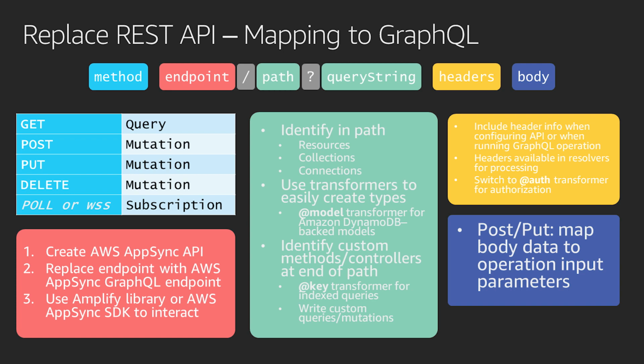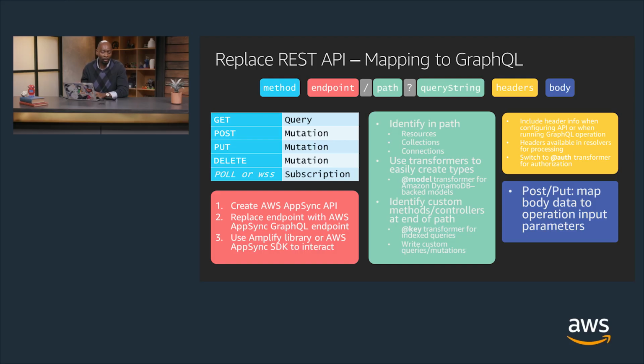When you start looking at the path, you want to do the following things. Identify the resources, collections, and connections in the path. These resources are going to map to data types in your GraphQL schema. You can then use transformers to easily create types that are backed by data sources. For example, you can use the model transformer for DynamoDB-backed models. You also want to identify custom methods and controllers at the end of the path. For those use cases, you can use a key transformer to create index queries. You can also decide to write custom queries and mutations to handle those custom methods and controllers.